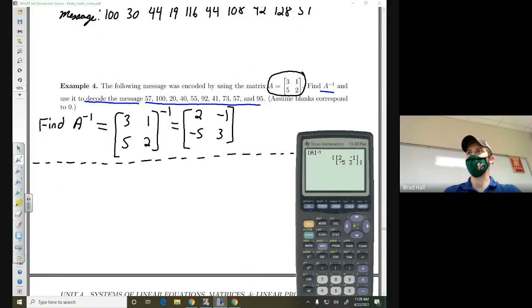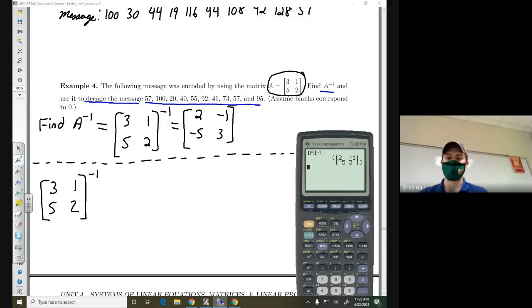Next, they want you to decode the message. So anytime you encode or decode a message, you're multiplying by some matrix. Here, the encoding matrix that they gave us was 3, 1, 5, 2, which we already have programmed into the calculator. The only difference is we have to apply an inverse to that matrix. You apply the inverse anytime you are decoding. But that's the only difference between encoding and decoding. And the message is the 57, 100, 20, 40, so on and so forth.